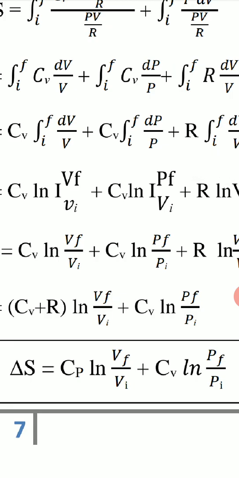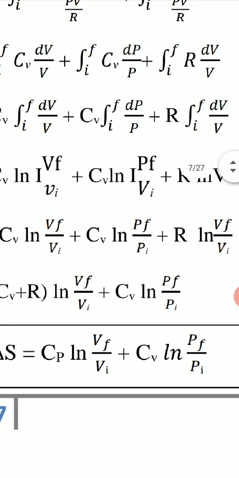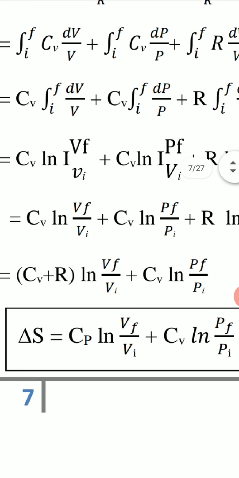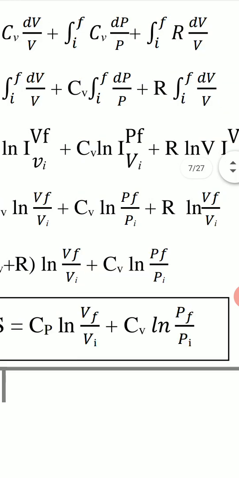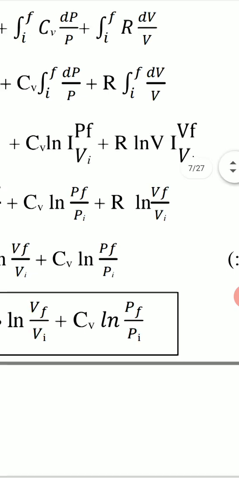Cv is constant, taken outside the integration, and integral dV upon V gives log V, limits are Vi to Vf. In the second integral we have Cv constant taken outside the integral, and integral dP upon P gives log P, and limits are Pi to Pf. In the third integral R is constant, and integral dV upon V is log V, limits are Vi to Vf.